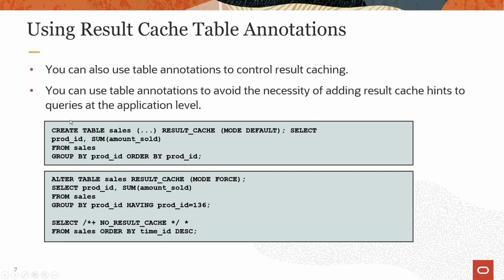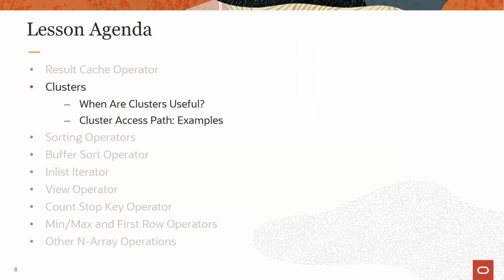However, if you create your table, or you alter your table to change the result cache to, let's say, mode force, the mode force table annotation means that if all the tables of a query are marked with result cache mode force, the query result is considered for caching. So the force table annotation forces the database to cache the results at the table level. So that was the result cache operator.